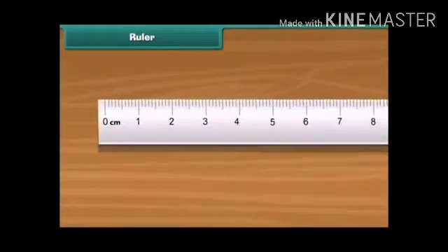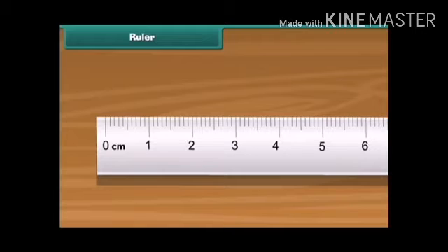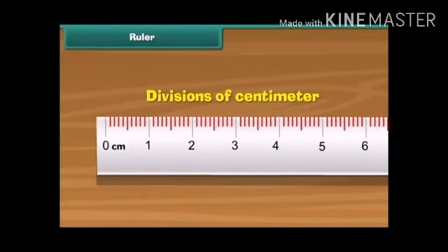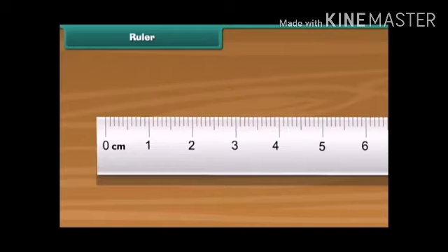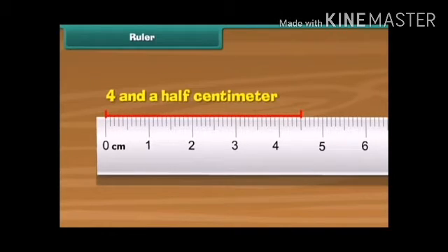You find many divisions on the margin of the ruler. Some lines are longer while others are smaller. The longer lines represent the number in centimeters. The small lines between two long lines represent divisions of centimeter. Now we will learn to read a scale. Example. This is 2 centimeters. This is half centimeter. Similarly, this is 4.5 centimeter.